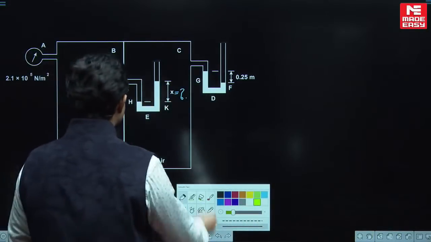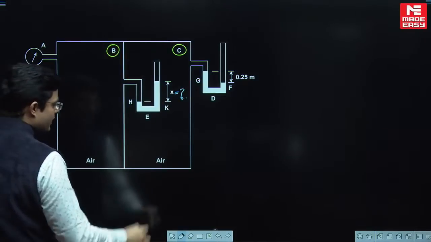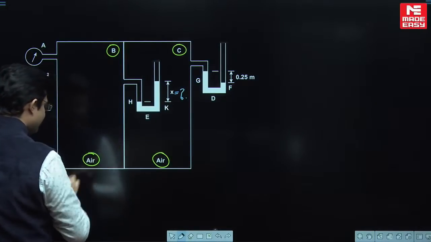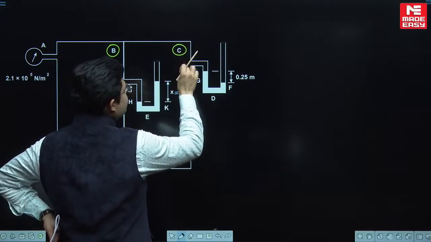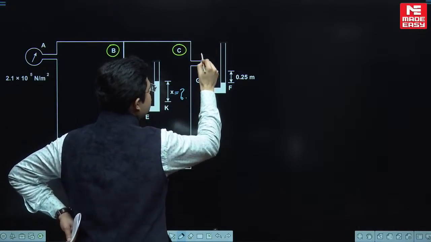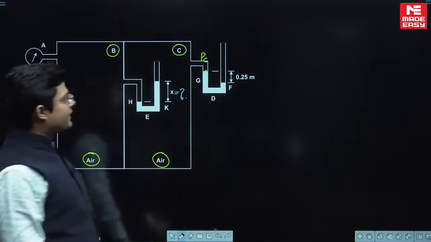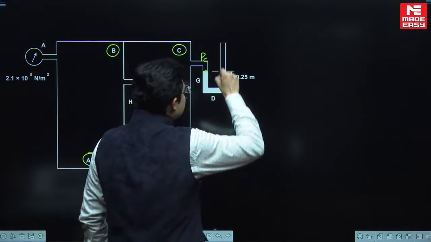See, this is chamber C. This is chamber B. Air is filled in this. So whatever is the pressure of the air in chamber C, that pressure is actually going to apply over this point, which is PC. So first of all, let us talk about this manometer.